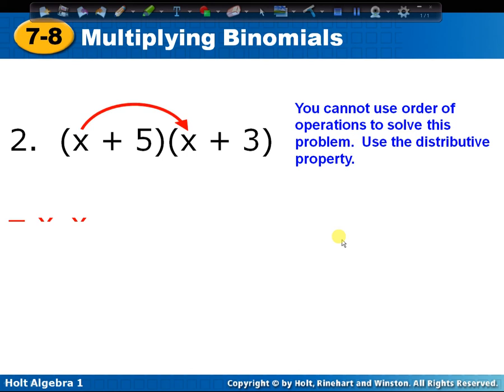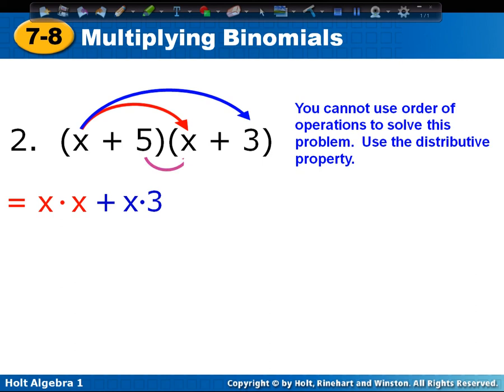So we're going to distribute. We're going to take that x and multiply it by everything in the second set of parentheses. So we're going to say x times x, and then to that we're going to add x times 3. And you should be drawing these arrows on your paper.